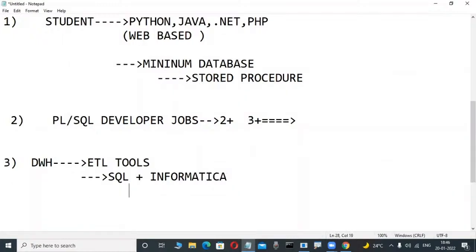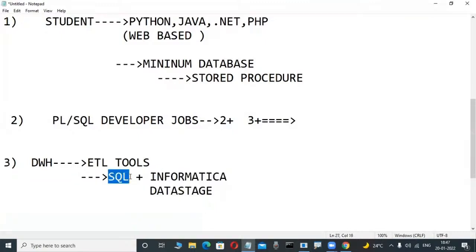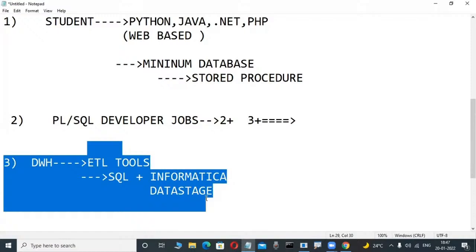Again, ETL tools are where data is handled. A popular tool there is Talend. These ETL tools have a graphical user interface, so only minimum SQL knowledge is required. That's why people learn these courses for these jobs.